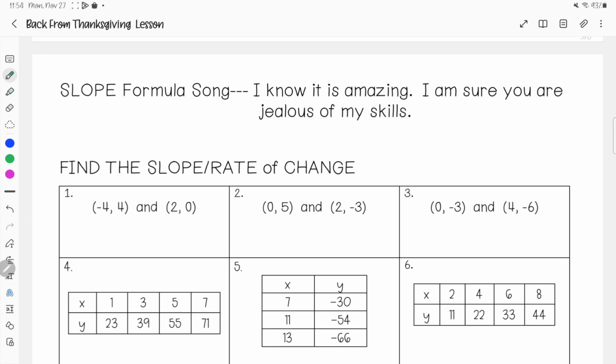Rate of change, finding slope is fun. y2 minus y1 over x2 minus x1. Rate of change, finding slope is fun. y2 minus y1 over x2 minus x1.